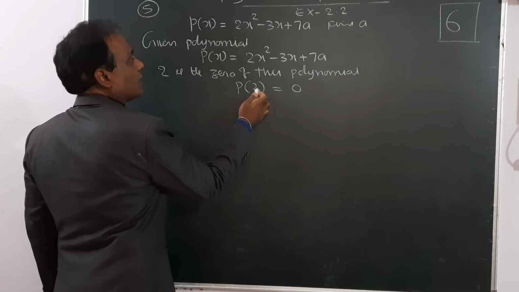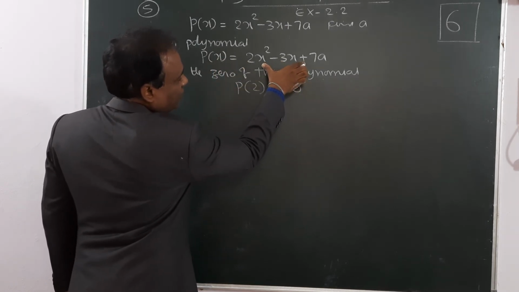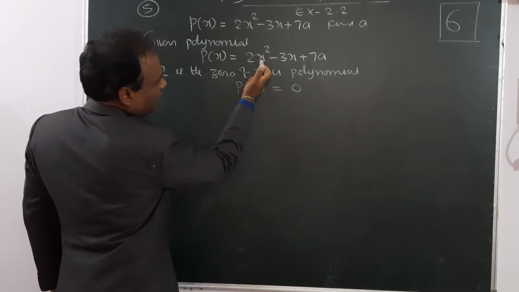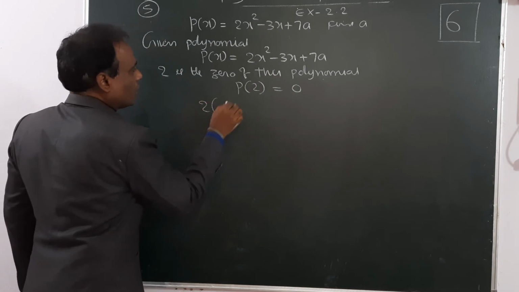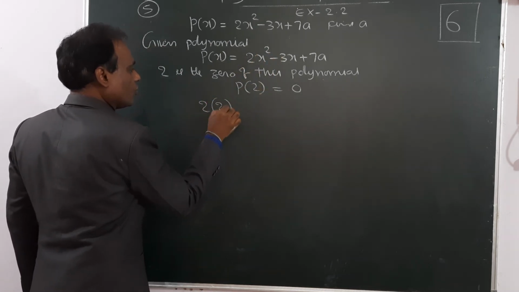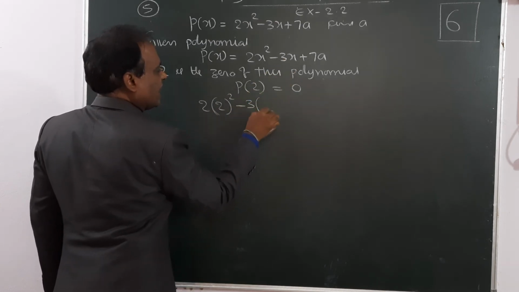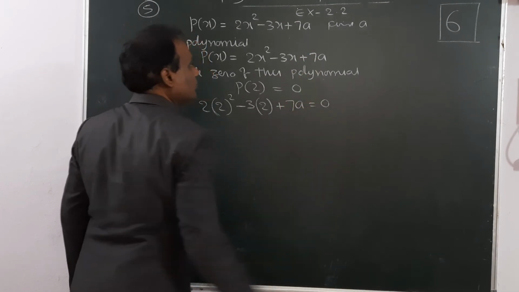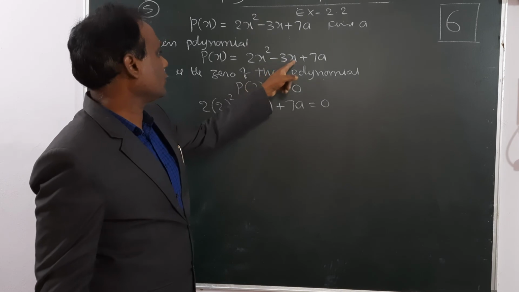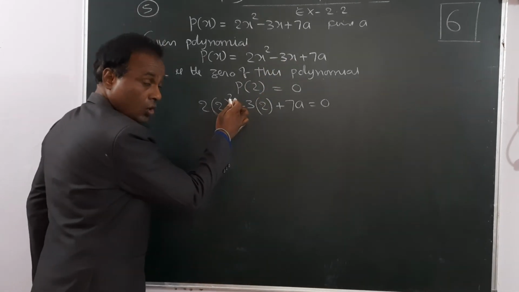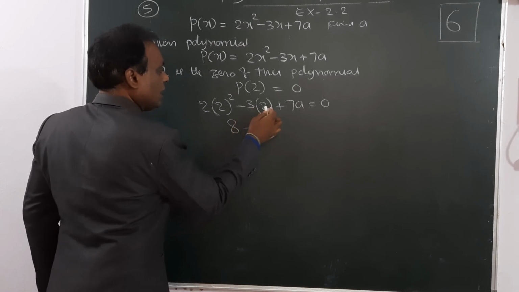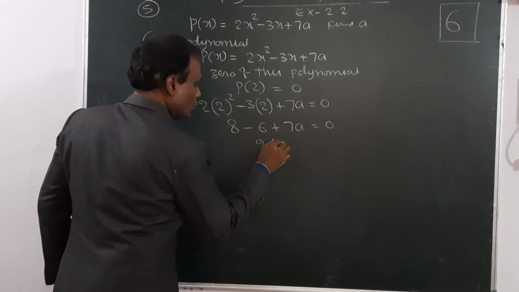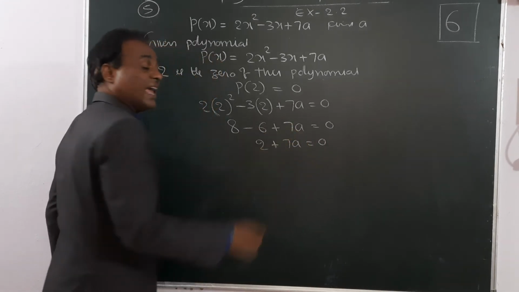So p of 2 means what? Wherever x is there in the p of x function, substitute 2. See here 2 into x square, that means 2 square, minus 3 into x value is 2, plus 7a is equal to 0. Write x is equal to 2. 2 square is 4, 4 into 2 is 8. 3 into 2 is 6, plus 7a is equal to 0. 8 minus 6 is 2. Find a value.